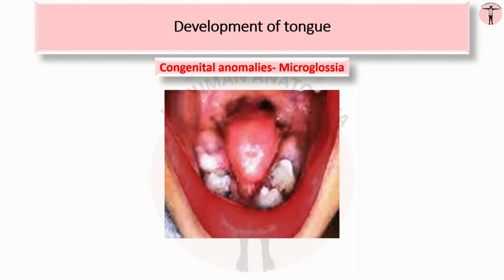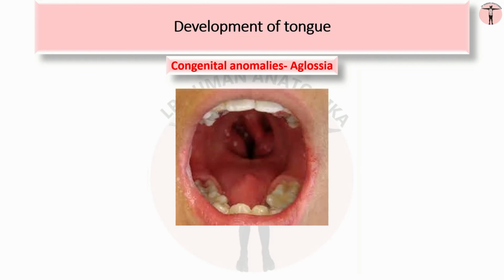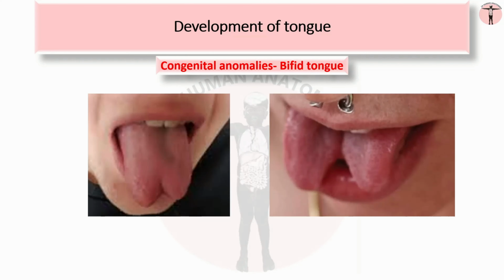Microglossia is an extremely rare developmental condition having decreased length and width of the tongue. This might lead to abnormal respiratory, feeding and speech functions. Aglossia is the complete absence of the tongue. Bifid tongue has two tips. This might be because of non-fusion of the two lateral lingual swellings.